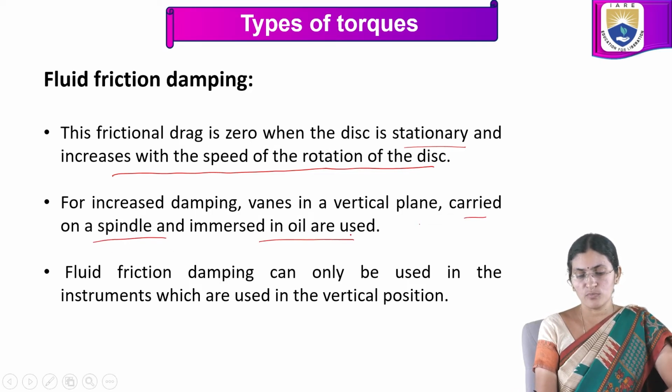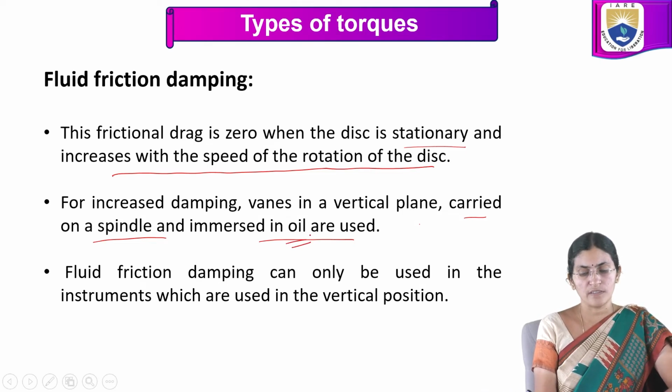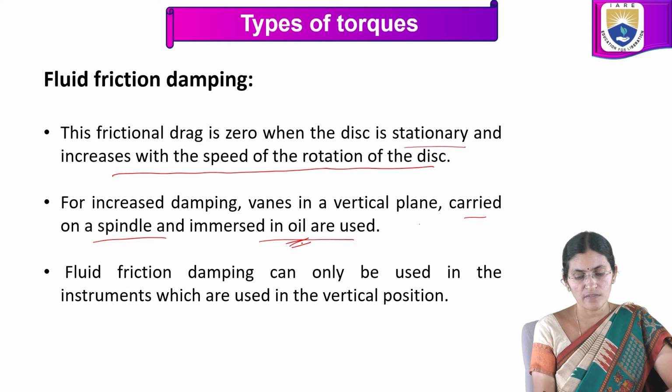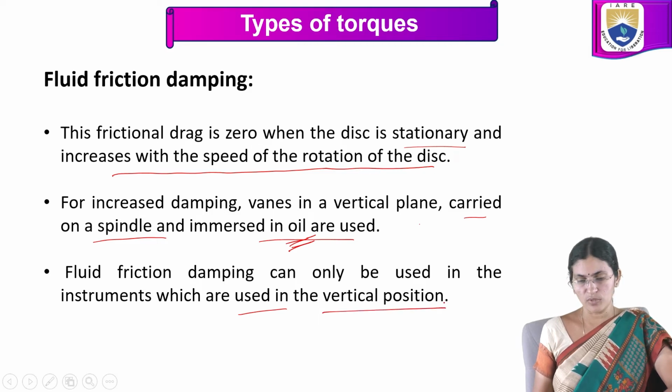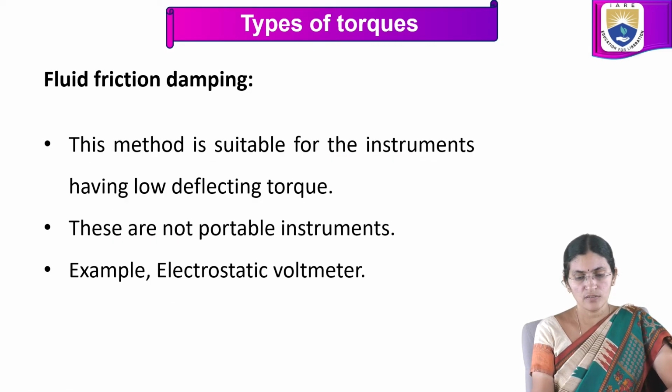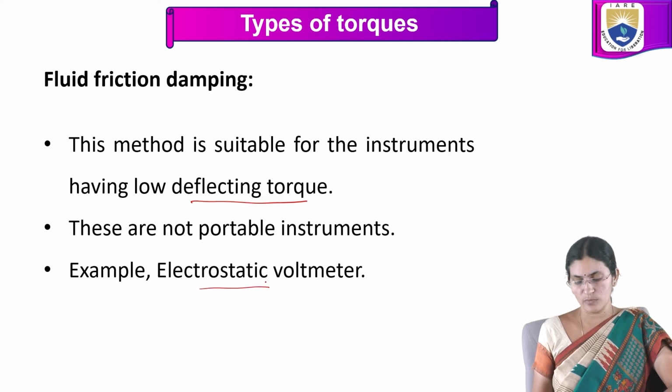Mostly the fluid used here is oil, which serves as an insulator also. Fluid friction damping can also be used in instruments which are used in a vertical position. So this type of damping is used where the instruments are vertically mounted. This method is suitable for instruments having low deflecting torque. These are not portable instruments, for example, electrostatic voltmeters.